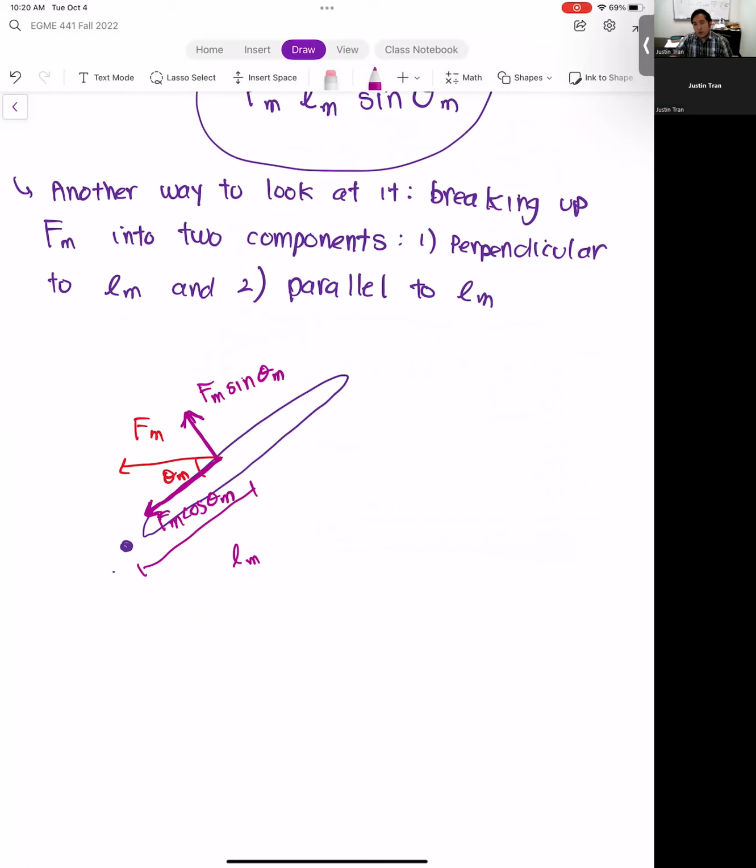So what's unique about these two components? We know that Fm sine of theta m is definitely going to contribute to the moment, because it's pointing away from the joint, and it has a moment arm of Lm. The parallel component, Fm cosine of theta m, is pointed directly at the joint itself. So this component is not going to contribute to the moment, because it's pointed right at the joint.